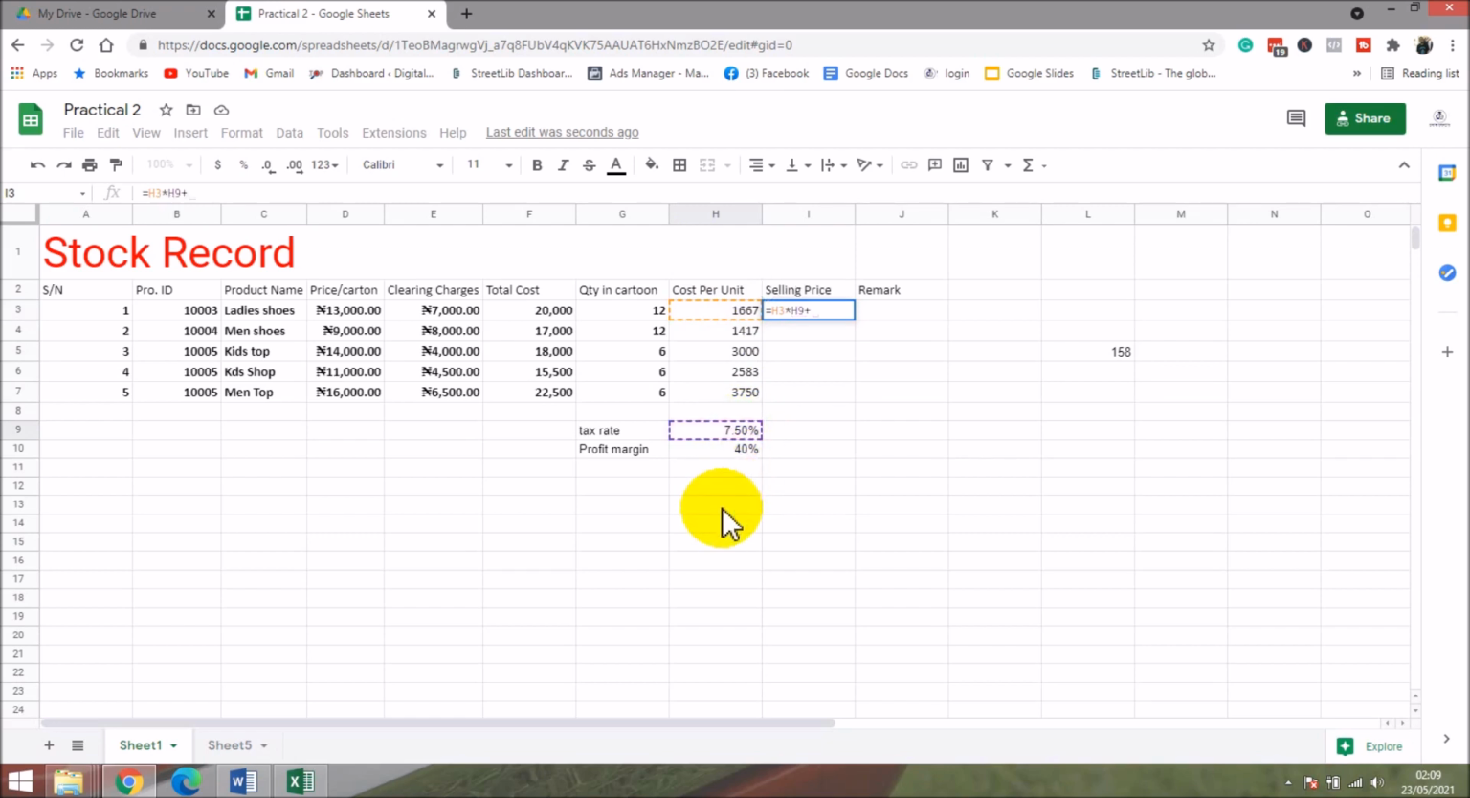We'll add our plus sign. We say again H3 times 4. Okay, what else? We add our plus sign again and say H3. This is our formula. So if we strike enter now, we are going to get our answer.